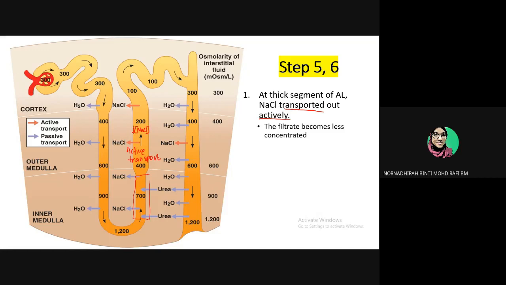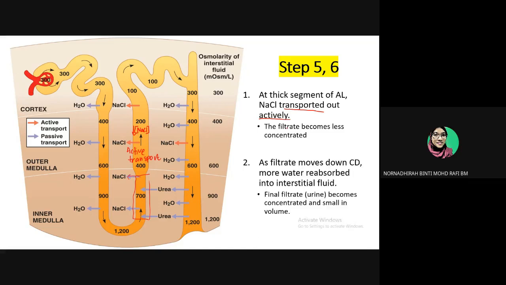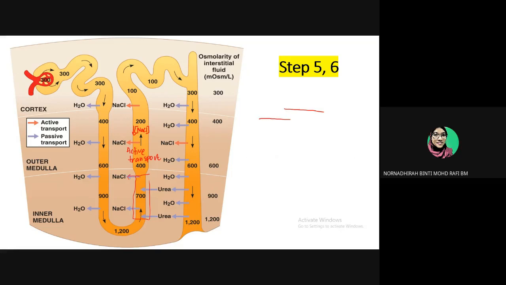Okay. So kat sini NaCl ni dah kurang dah. Makin kurang. Sebab apa? Sebab masa dekat thin segment tadi dah banyak yang diffuse out. So sekarang ni tinggal sikit. However, NaCl still transported out. However, this one is via active transport. Okay. Then okay. Tengok ya.